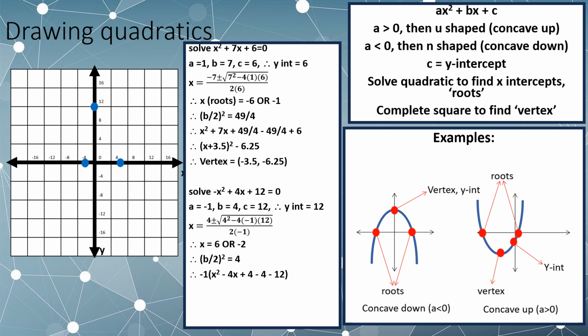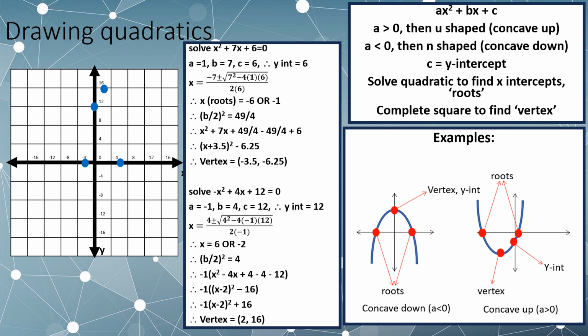That gives us -1, and then in brackets, x squared, take 4x, plus 4, subtract 4, take 12, which gives us -1, and then in brackets, x minus 2 squared, minus 16. Then removing the brackets for that 16 term, because that sits outside of it, we can have -1 multiplied by x minus 2 squared plus 16, which gives us our vertex of 2, 16, or our x value is 2 from the brackets, and our y value is 16 from outside the brackets.